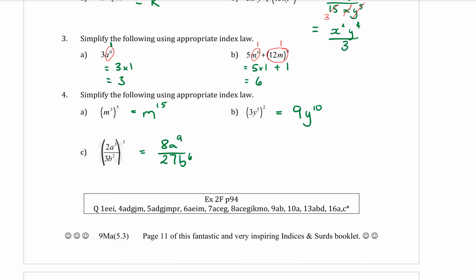That's your index laws that we're practicing today in 2F. Easy. Okay.